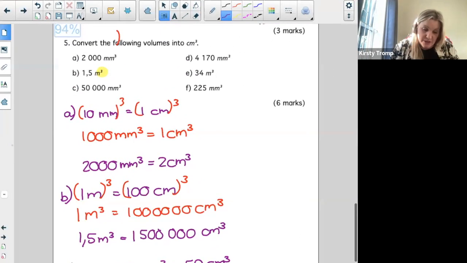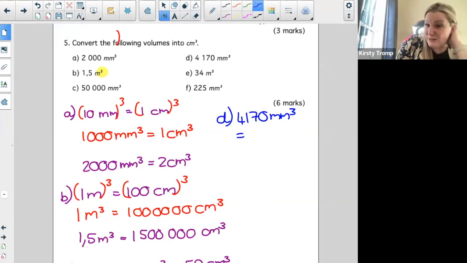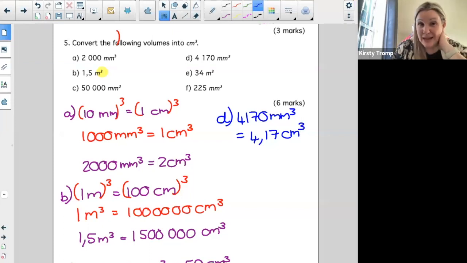So on the other side, I'm going to do them in blue for you nicely. For D, I've got 4,170 millimeters cubed, and I need to convert that to centimeters. I need to divide it by 1,000. So I'm going to have 4,17 centimeters cubed. Because I have to divide it by 1,000, I'm going to get decimals, guys.